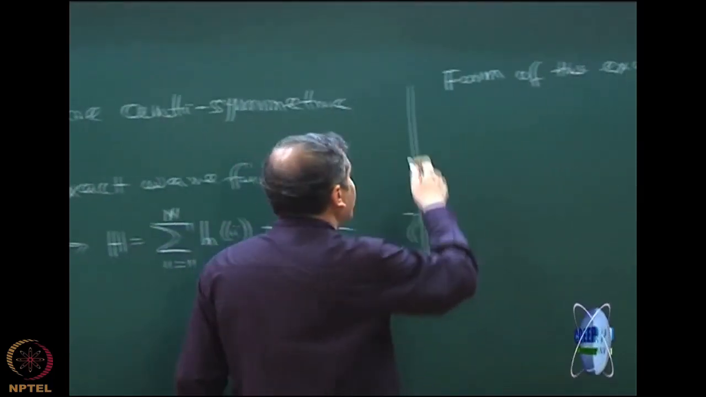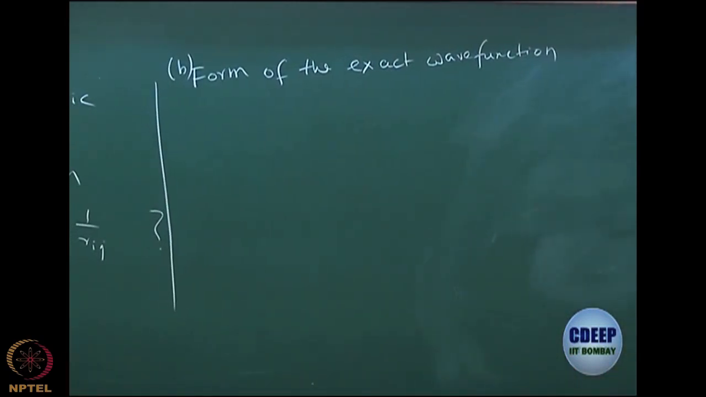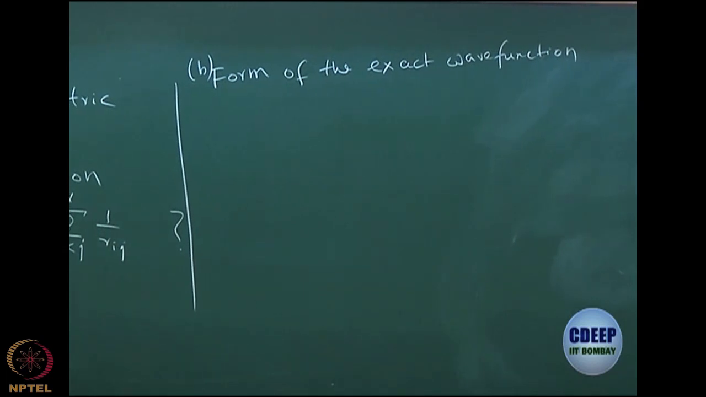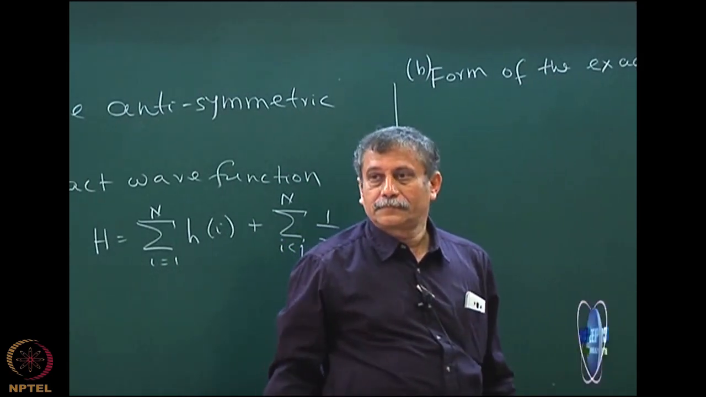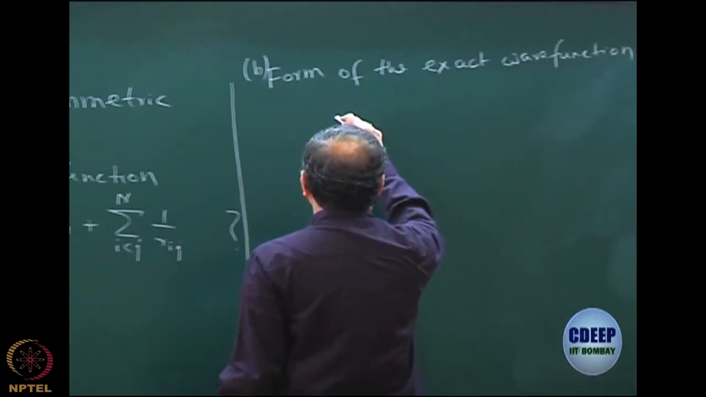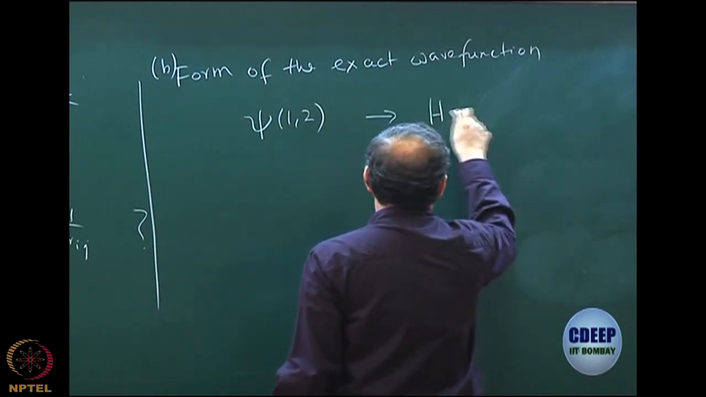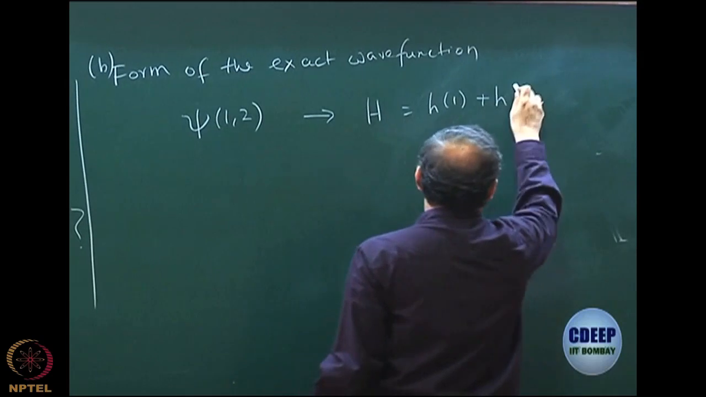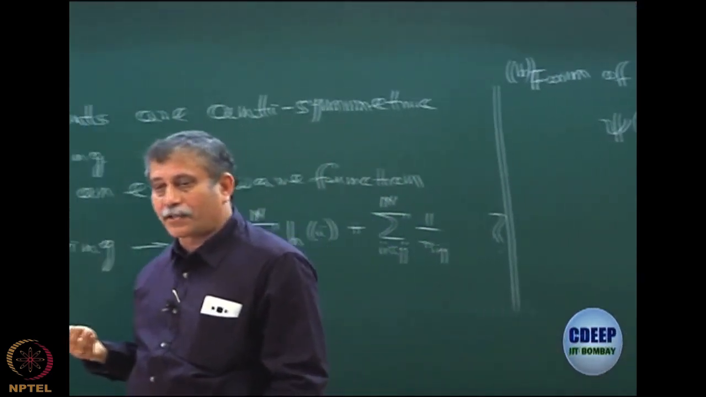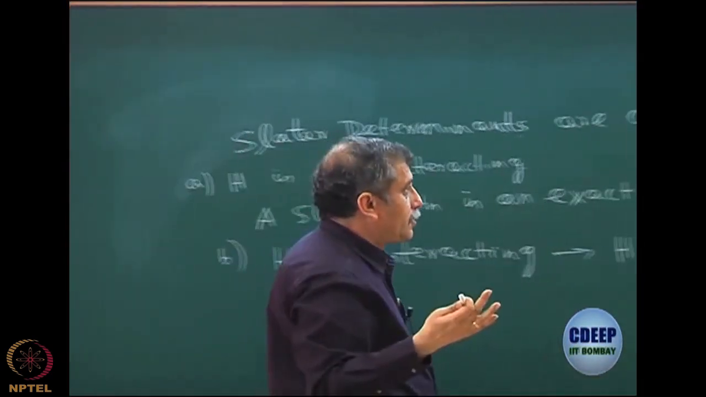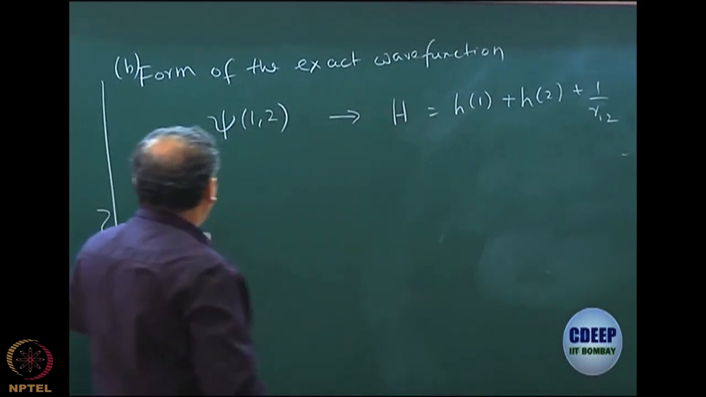We are talking of case B, where the Hamiltonian is interacting, and we would like to show what the form of the exact wave function would be in that case. So let us take a two-electron problem. It is always good to have a two-electron problem. So psi is a function of 1, 2, and the Hamiltonian is H of 1 plus H of 2 plus 1 by r_12. A convenient example is a hydrogen molecule in the Born-Oppenheimer approximation or a helium atom, depending on what your H is. The external potential is the only thing that is going to be different.